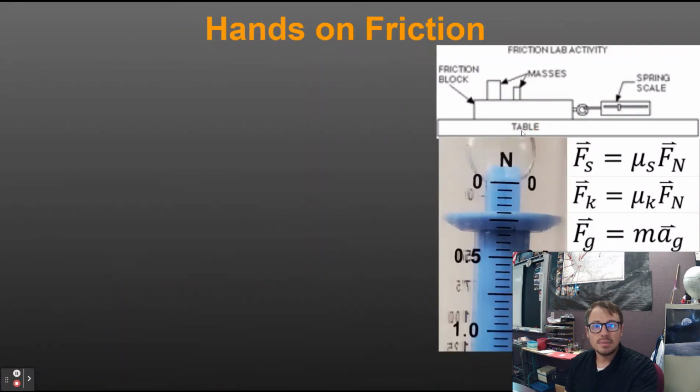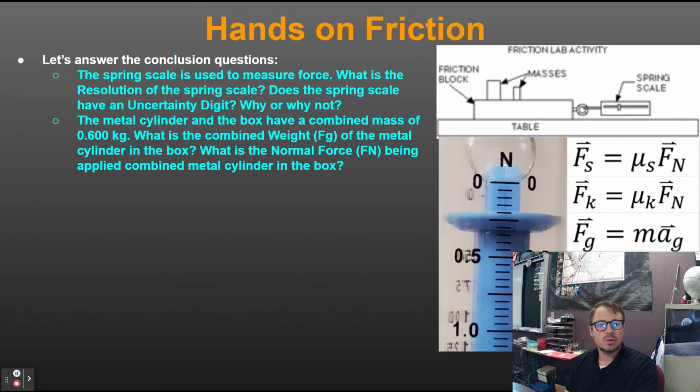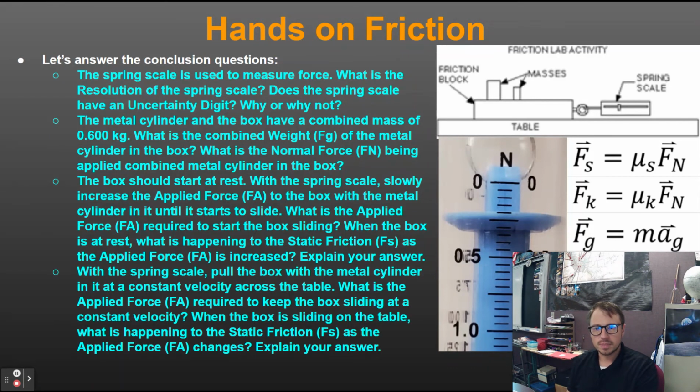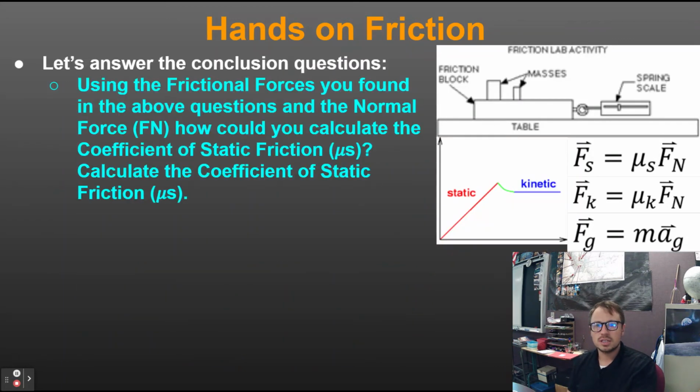So we did do this lab, the hands-on friction lab. So we did the resolution. The first thing we need to do is find the weight of that metal cylinder when we're pulling that box. It says 0.6 kilograms. That means it's going to be 6 newtons. Now the box should start at rest with the spring scale. What you're doing is pulling this box until it just starts to slide. So if I pull with 1 newton, the frictional force will be right back with 1 newton. So you keep doing this until it just starts to slide. So you should see that.